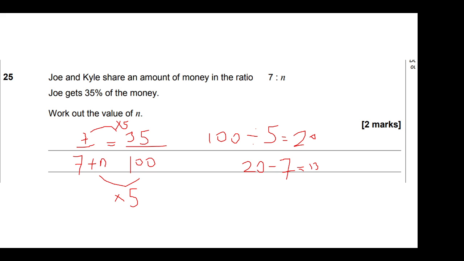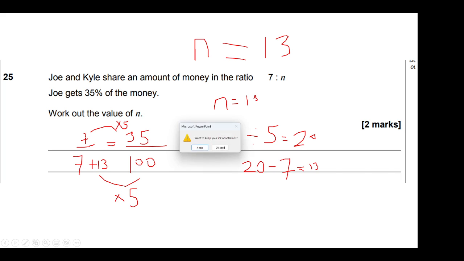So 7 20ths, or 7 over 7 plus 13, is equal to 35%. Therefore, n is equal to 13. Does that make sense, guys? Does that make sense? So n is equal to 13. That was quite a natural question there.